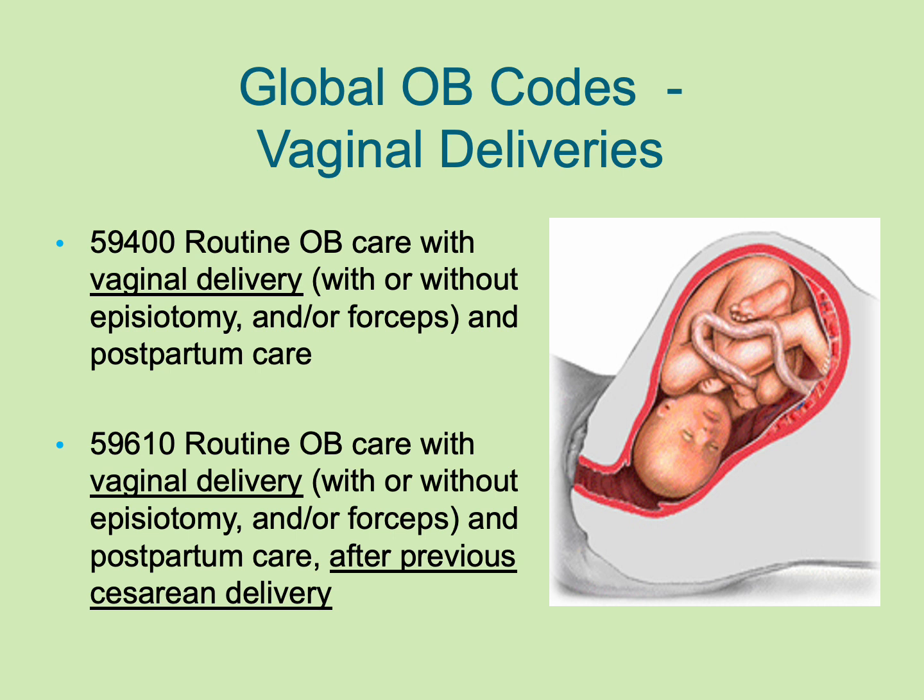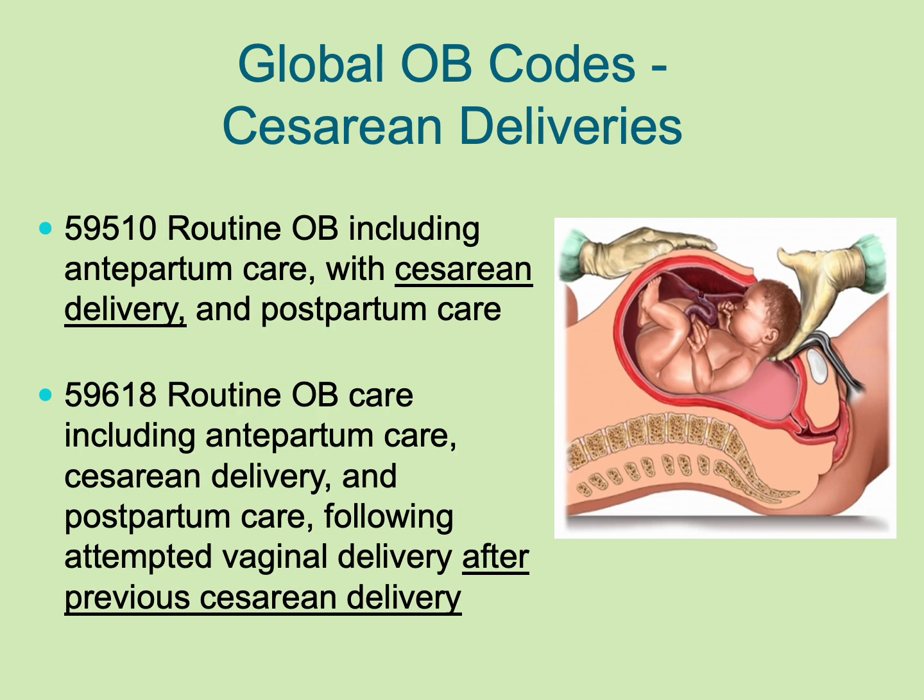Why does the previous delivery matter? Well, the previous method of delivery matters because if she had a cesarean before, there'll be scarring from the previous cesarean, which makes this delivery riskier. Different code, higher reimbursement because it's riskier. So 59610 is in there. So it's important to note that she had a previous cesarean, even though this one is vaginal. If the global package is reported, but this delivery was by cesarean, you're going to use one of these codes, 59510 or 59618.